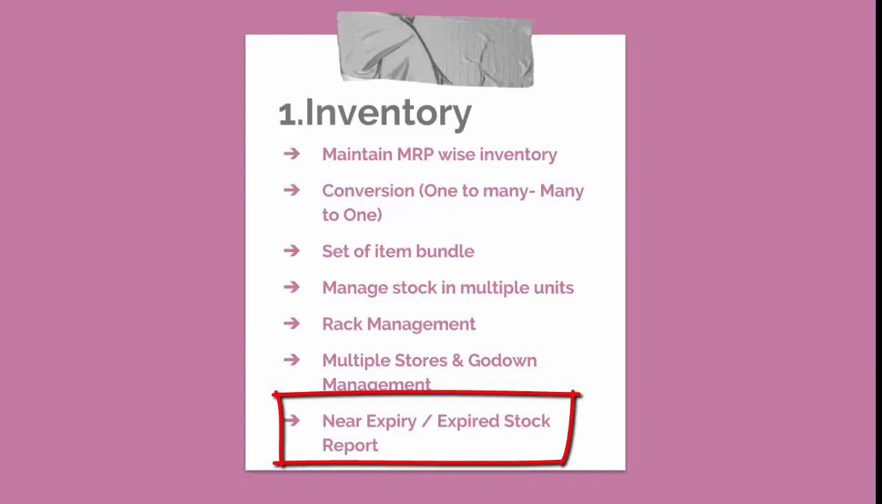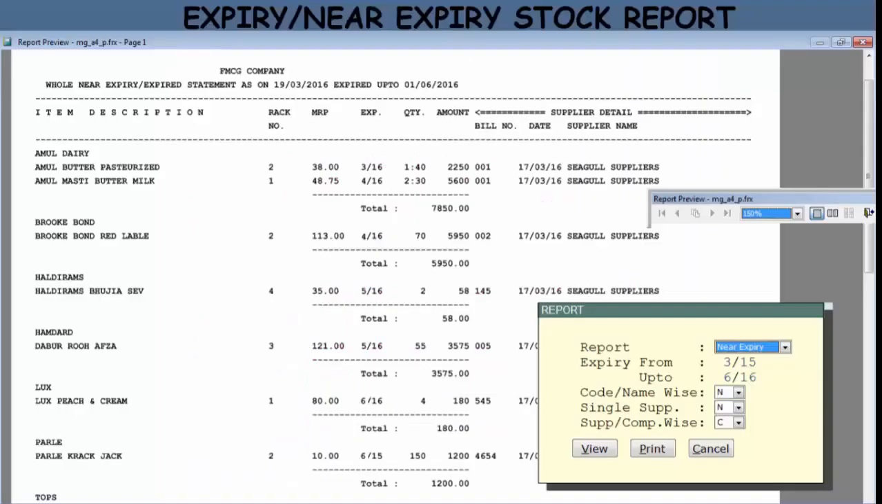Next is expiry / near expiry stock report. With the help of this report you can view the stock which will expire before the defined date. The benefit of this feature is that you will be aware of the near expiry date of your products, so you can sell those products quickly or return them to the supplier.